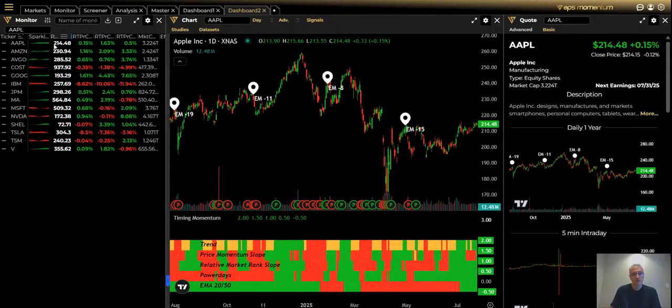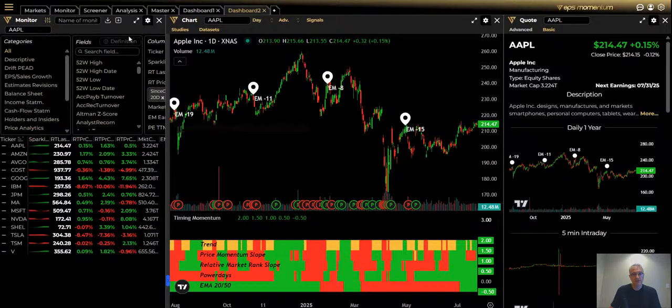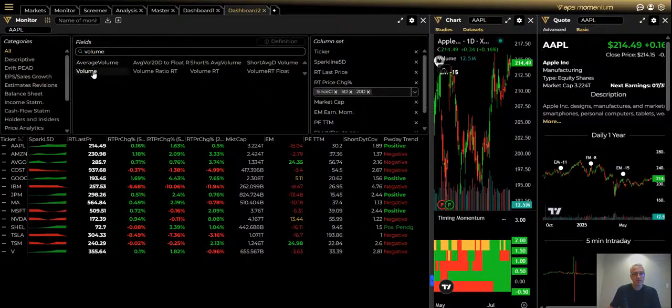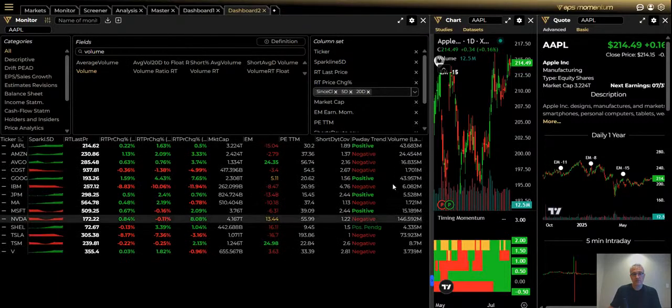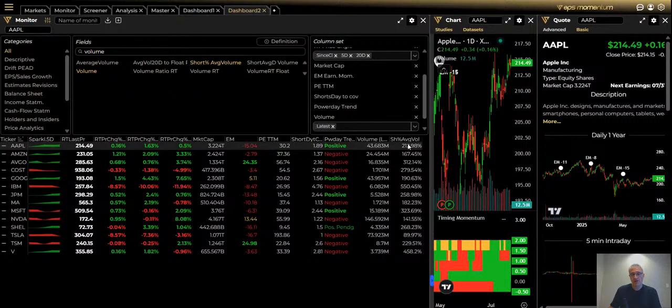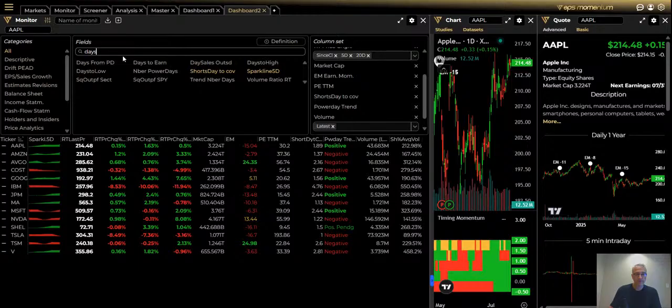How do I change the columns on the monitor? Very quickly, I have columns here, like a settings box. I can click on focus and then focus on the monitor, and then let's say I want to add volume, for example. Here you go, that's the volume. You also have the ability to do volume today, 1 day ago, 2 days ago, 3 days ago, and you can create several columns out of this. Or you can have the ratio of the short to the average volume, right? How much short is there from the average 20-day volume? That's one thing. Or the days to cover, for example.